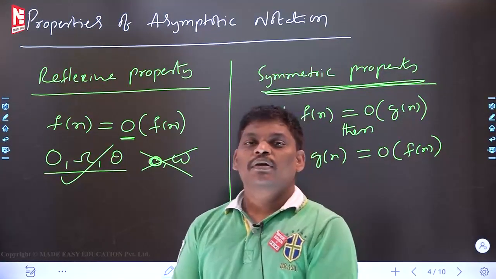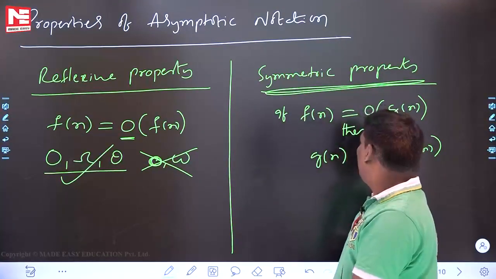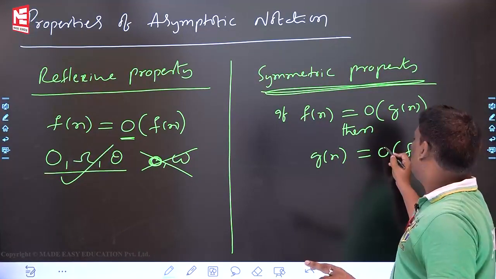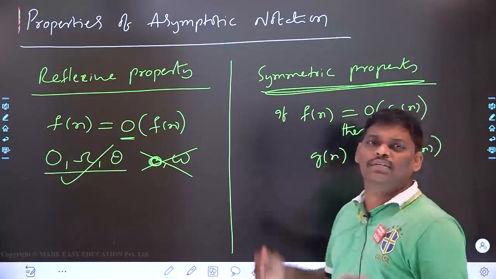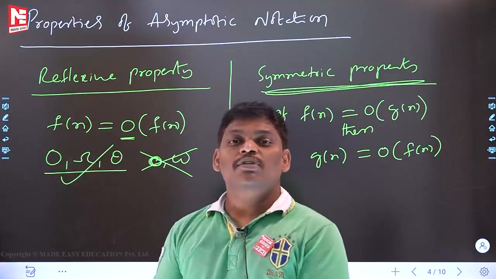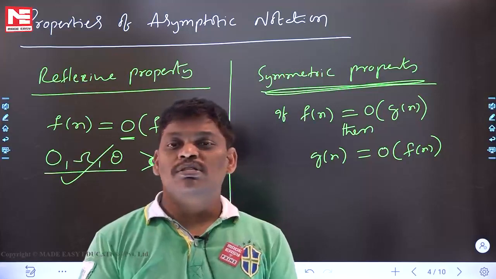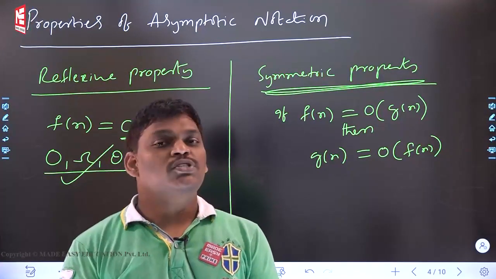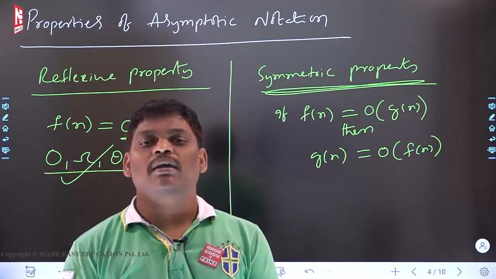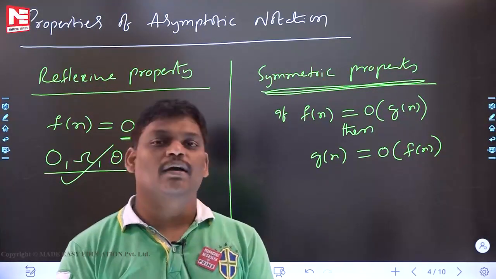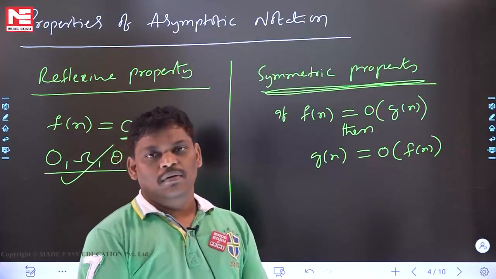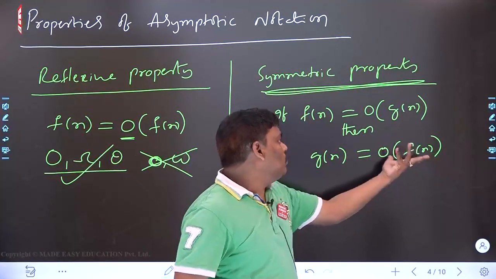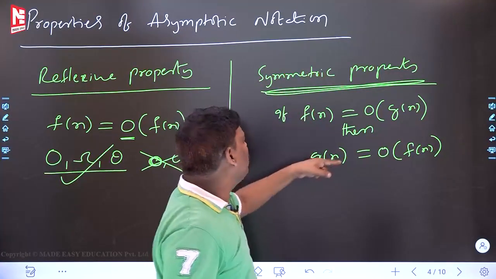Now, assume if f of n is big O of g of n is true, then g of n is big O of f of n. Is it true or false? I think there is no meaning of this. Comparing f and g, if someone says g is bigger, then how can I say f is bigger? The first statement says g is bigger, the second says then f is bigger. There is no meaning in that. So the symmetric property big O doesn't satisfy.